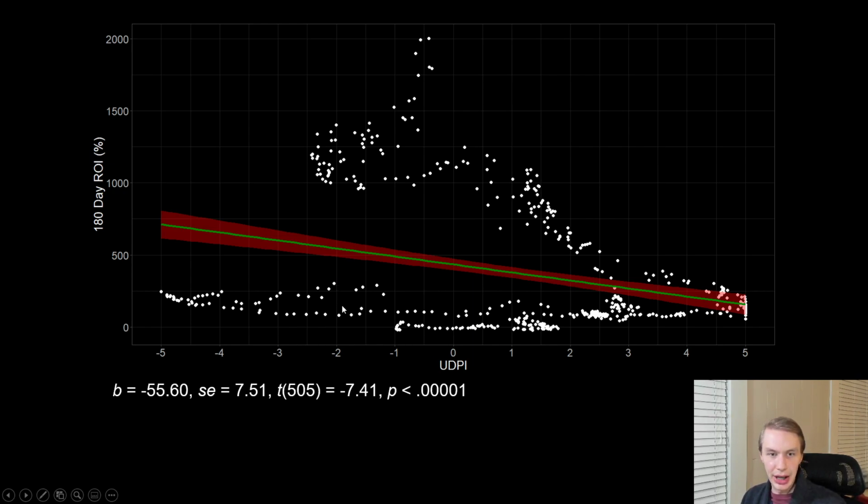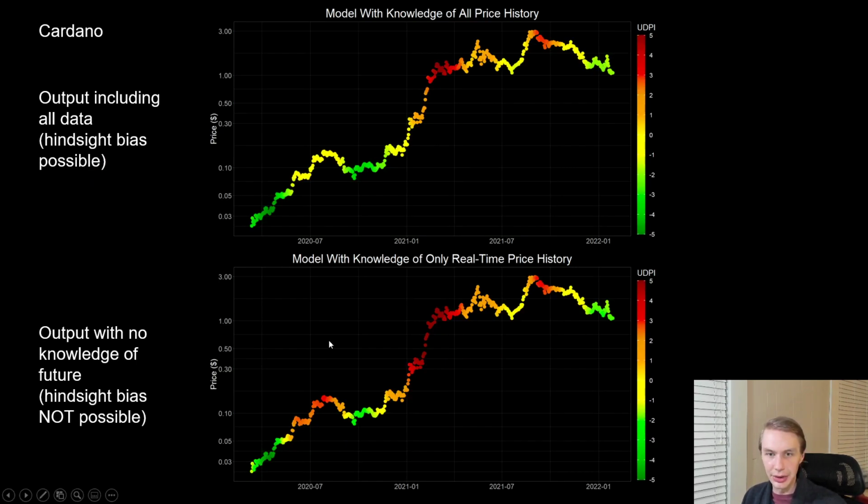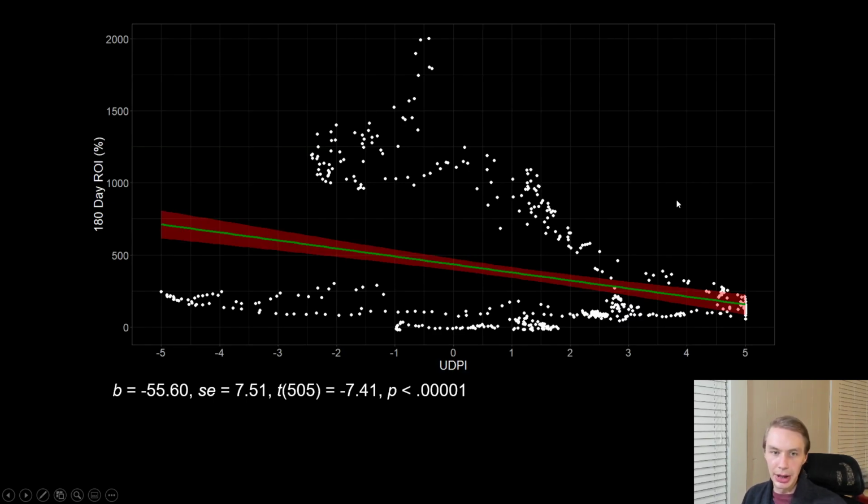And you'll notice that in this time, anything below -1 on the UDPI was only ever associated with a positive ROI, and actually pretty darn high. So this would be a 250 ROI at -5, around that all the way through. So never a negative ROI over this time period we're looking at, which I think is interesting. Although of course this is just looking at one market cycle, so that's something to keep in mind.